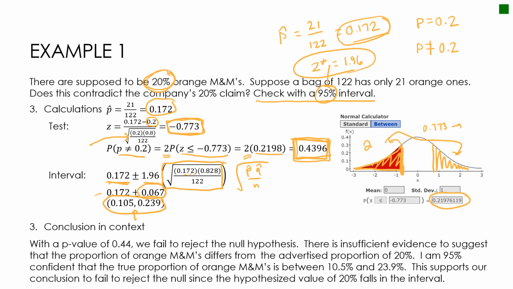That is a large number. There is insufficient evidence to say that the alternative is true. And again, the alternative is the proportion of orange M&Ms differs from the advertised proportion of 20%. That's what my alternative hypothesis was, that it's different than 20%. I am 95% confident, because I told you to be 95% confident, that the true proportion of orange M&Ms is between, and I've just taken these values and written them as percents, 10.5 and 23.9%. This supports our conclusion to fail to reject the null since the hypothesized value of 20% falls in the interval.